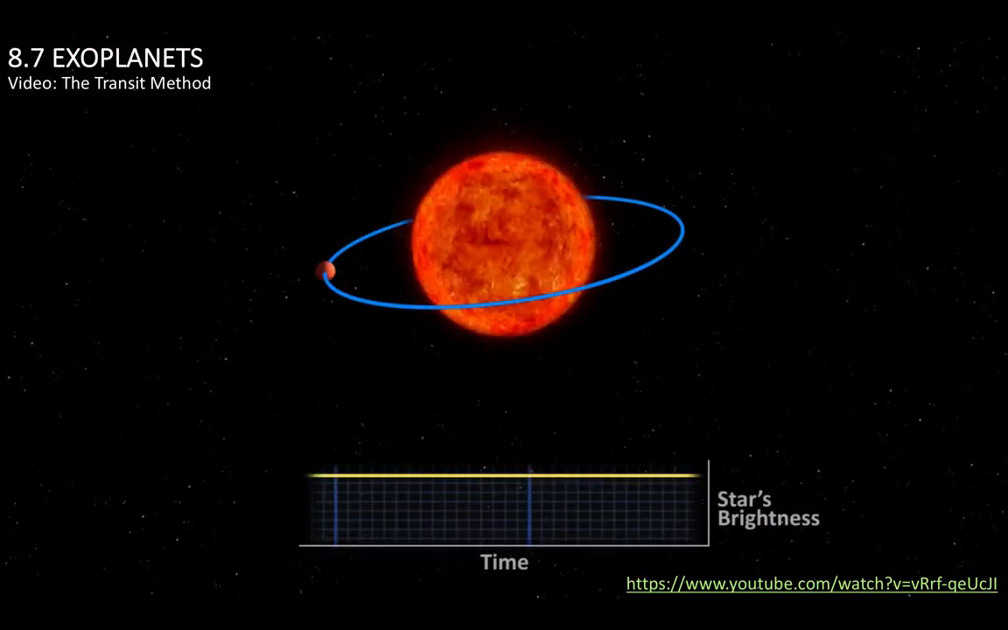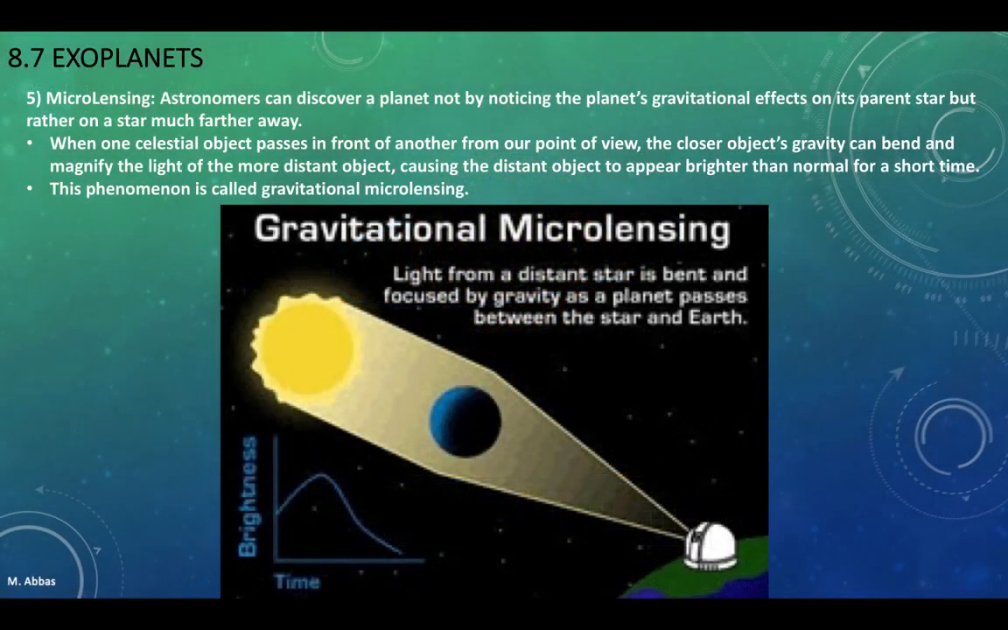Okay? So we talked about direct imaging, taking normal pictures, the astrometric method, the radial velocity method, the transit method, and now we talk about microlensing. Okay? Now microlensing is a bit heavy because it has to do with Einstein and relativity and other complicated topics. Best, I'll explain it.